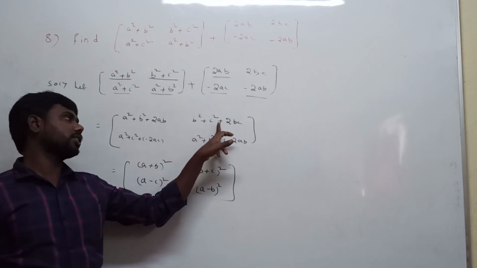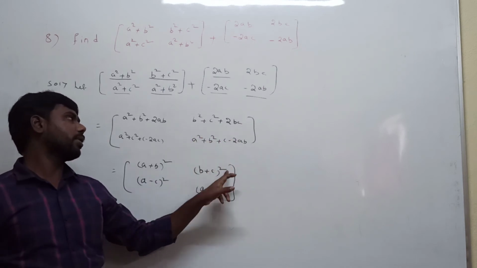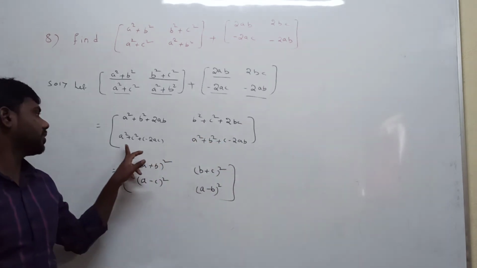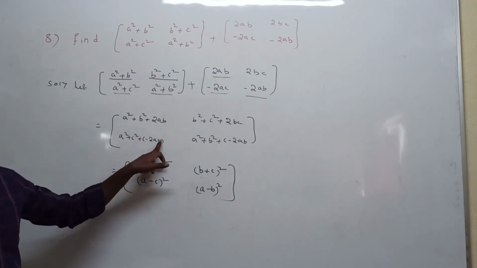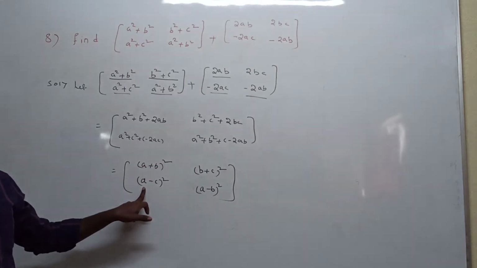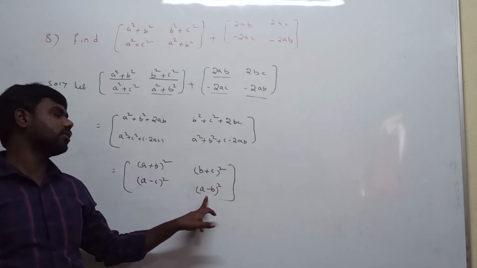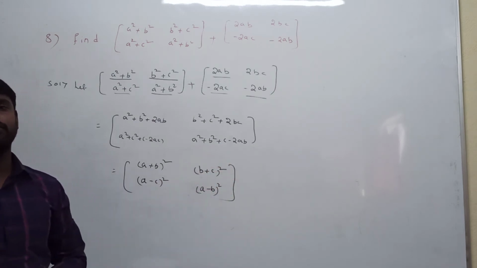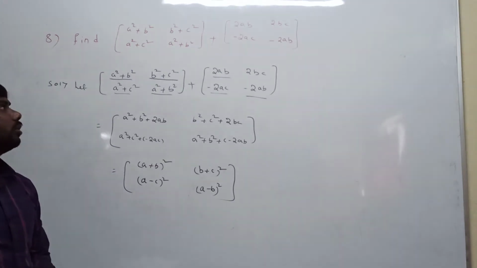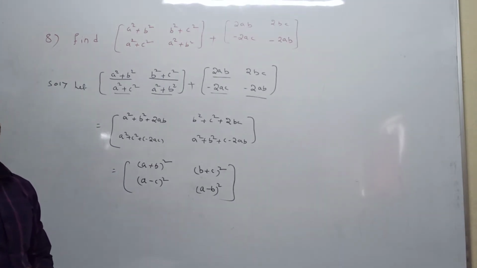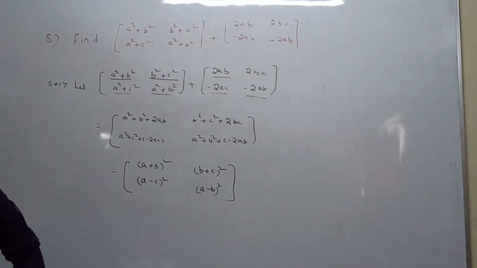So b square plus c square plus 2bc is the (b plus c) whole square formula. Next, a square plus c square minus 2ac is the (a minus c) whole square formula. a square plus b square minus 2ab is the (a minus b) whole square formula. Everyone understood how to add the sum of the two matrices? These are the procedure. Next question.